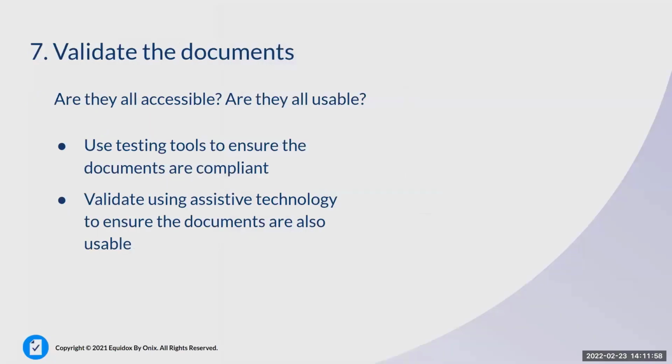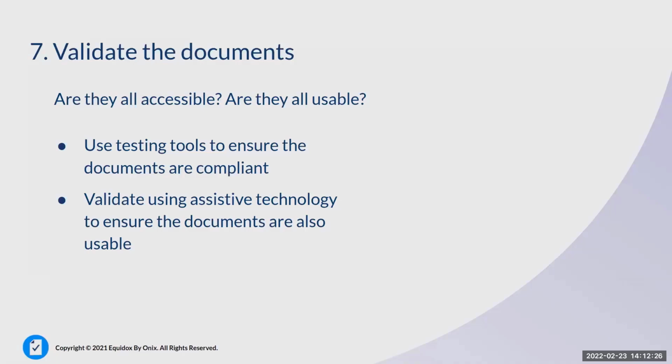So just touching more on that, step 7 is to validate the documents. Are they all accessible and are they all usable? There is a difference between the two. You can use testing tools to ensure that the documents are compliant, or you can validate using assistive technology to ensure that the documents are usable. Just to touch briefly on the difference between accessible versus usable.